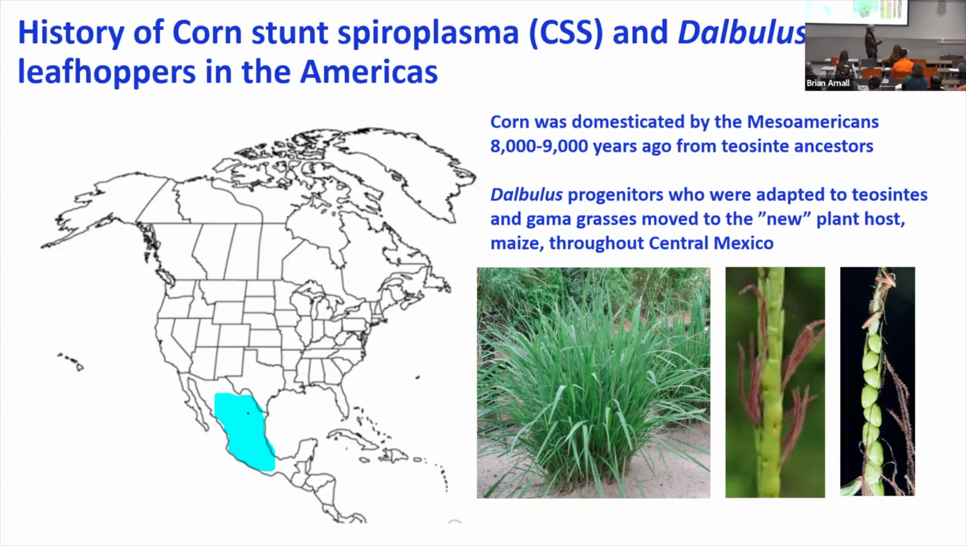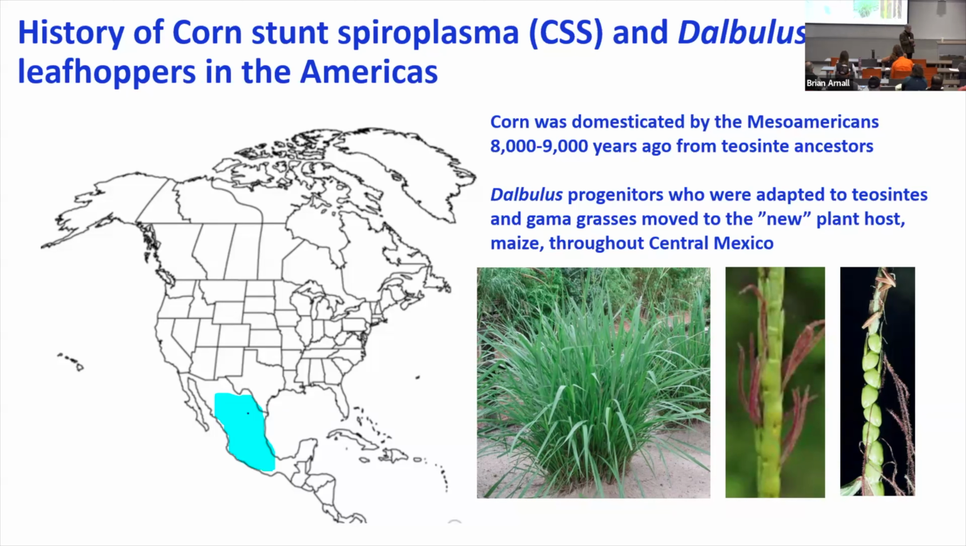This is what gamagrass, a relative of teosinte, looks like now. It's just sort of a bushy grass. It almost looks like panicum. And here are the seed heads. And so those early Mesoamericans, they took this, heated it up. They ate it, but it was rather unpalatable. So they selected for traits that made it more edible. And as they did this, they started to develop more corn-like, more maize-like characteristics.